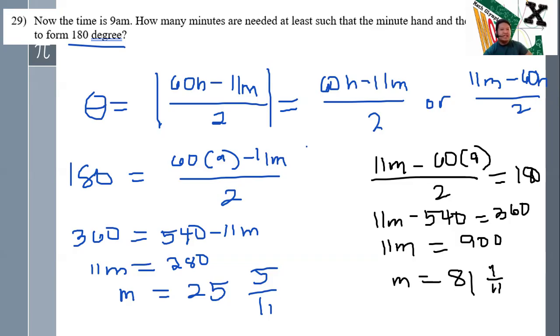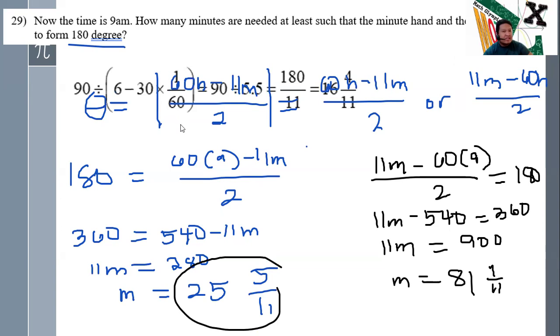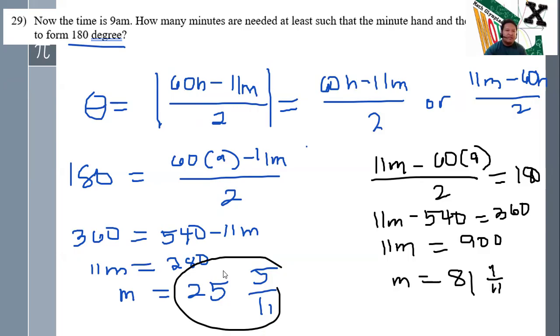So therefore, the correct answer for this question, which asks how many minutes are needed, is 25 and 5 over 11. They used 90 degrees for that one, but it should be 180 for that case. That should be 25 and 5 over 11 as the answer for that one.